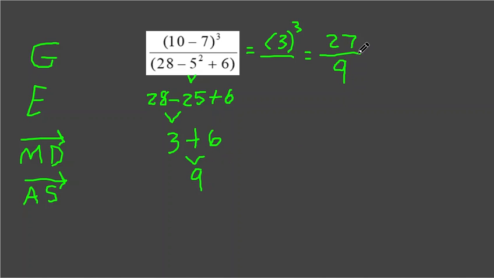Well, a fraction bar in math really means divide. So for my final answer, I can divide the numerator, or the top number we solved for, by the denominator, or the bottom number we solved for. So 27 divided by 9 gives me 3. So my final answer will be 3.